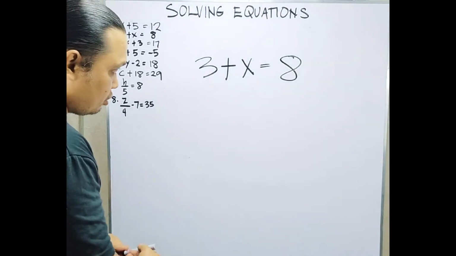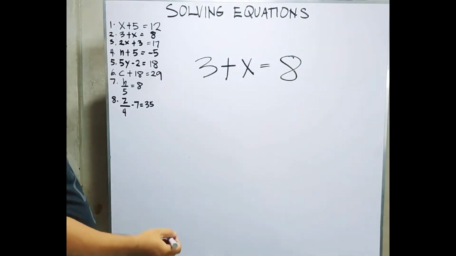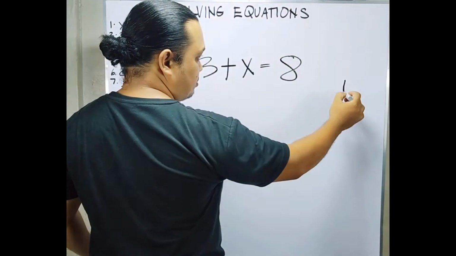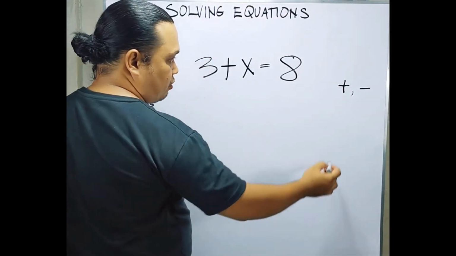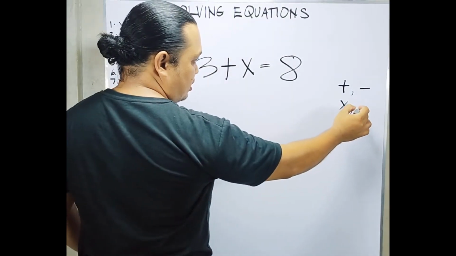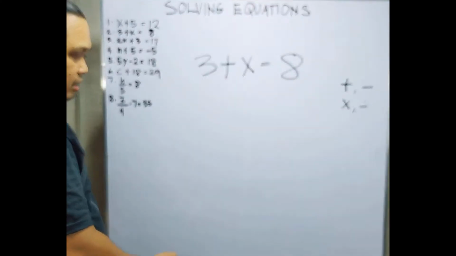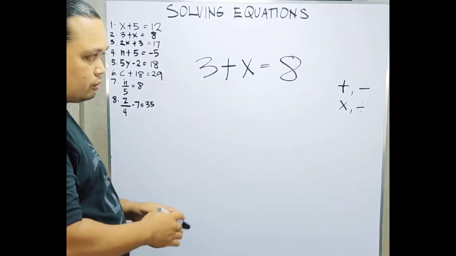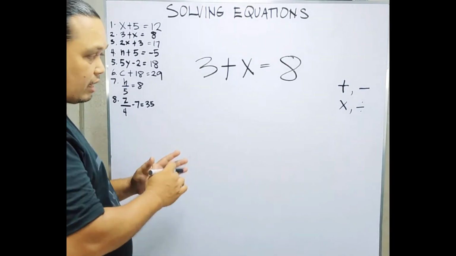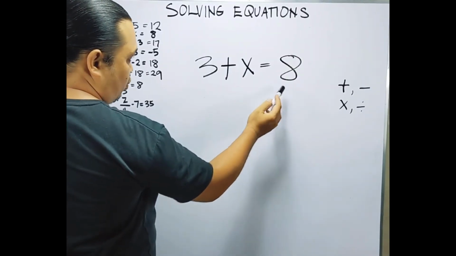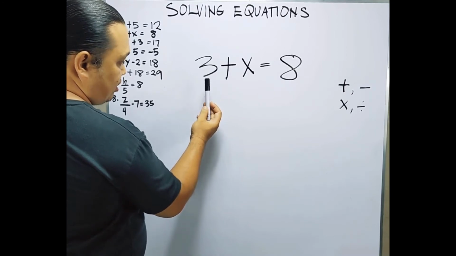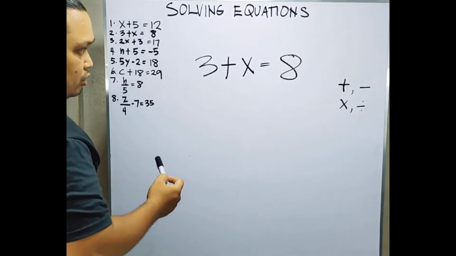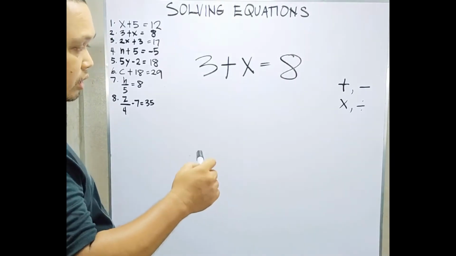Now just remember that the opposite of addition is subtraction, while the opposite of multiplication is division. We're going to use that to get rid of the constants. Now 3 plus x equals 8. Now we have to get rid of 3 here. We must make this 3 into 0, so that we can get rid of it.